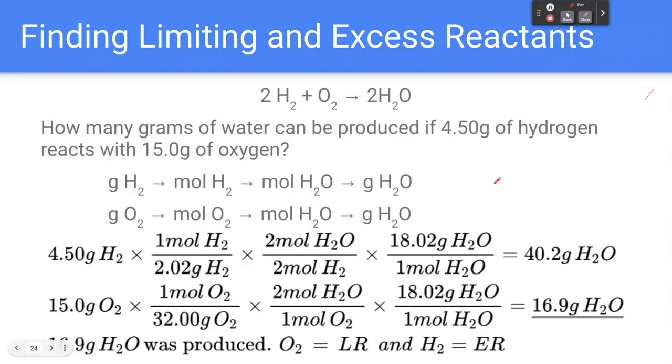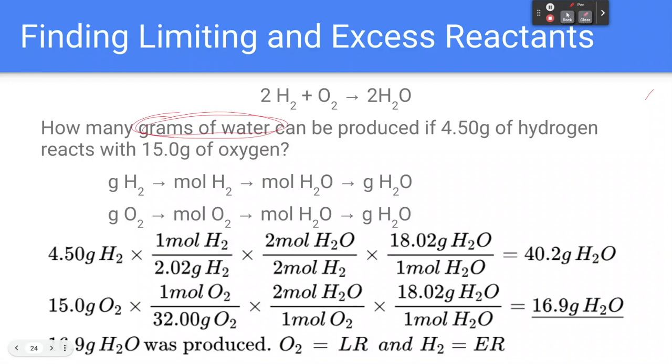All right, so this problem here is asking us how many grams of water can be produced if 4.5 grams of hydrogen reacts with 15 grams of oxygen. So what we're trying to get to for both of our reactants is grams of water. So we're starting with two different, separate grams of reactants, and both of them are trying to get to grams of water.